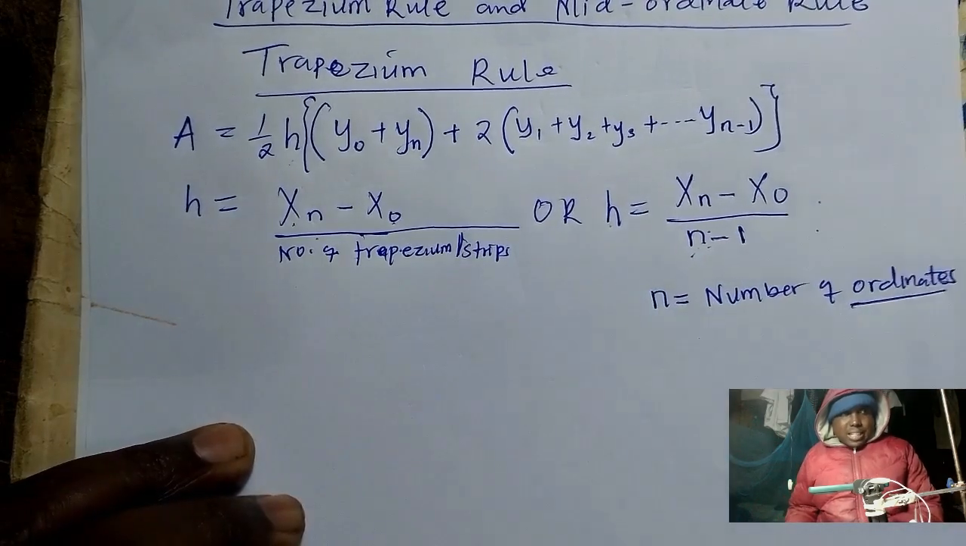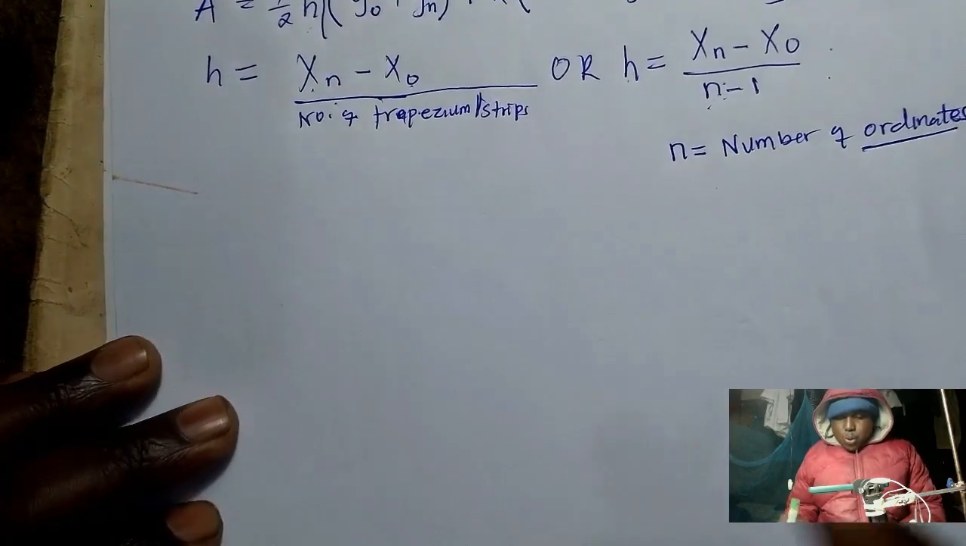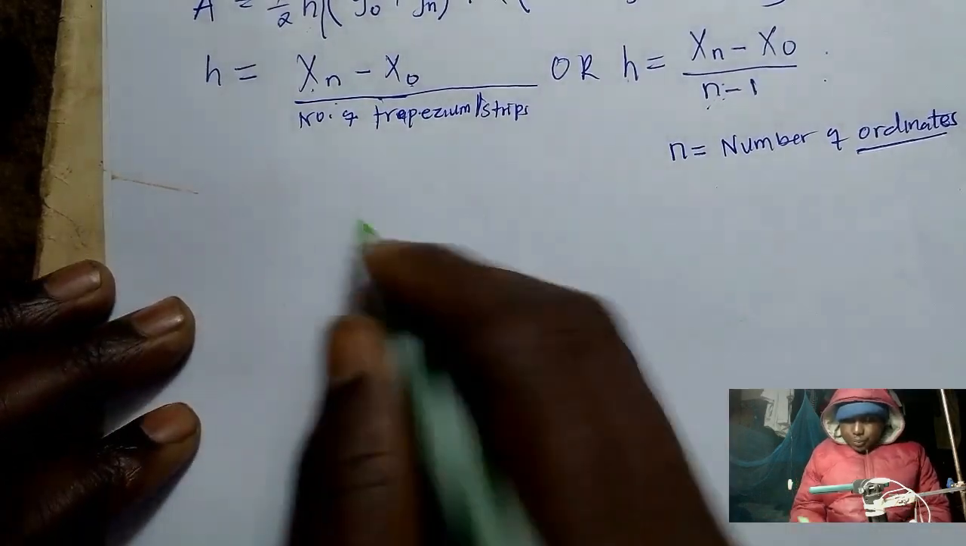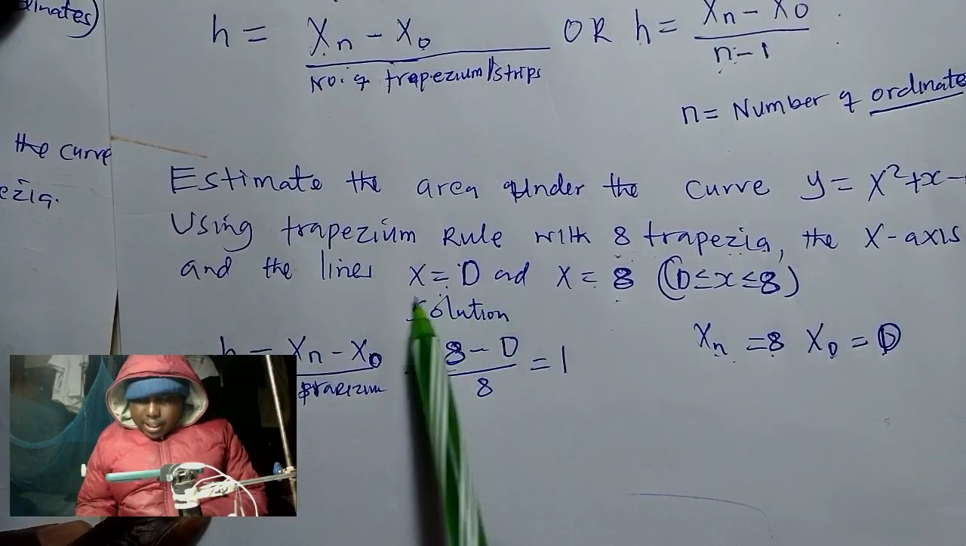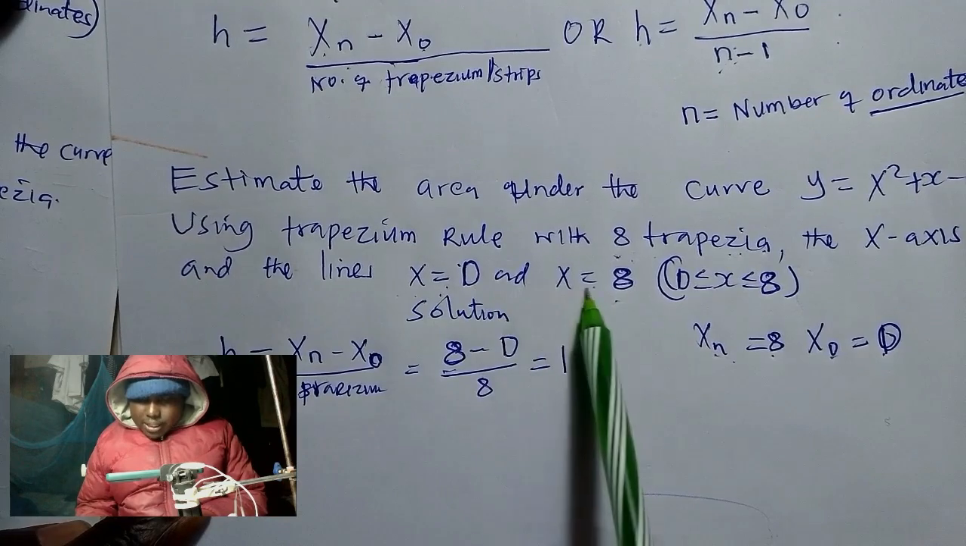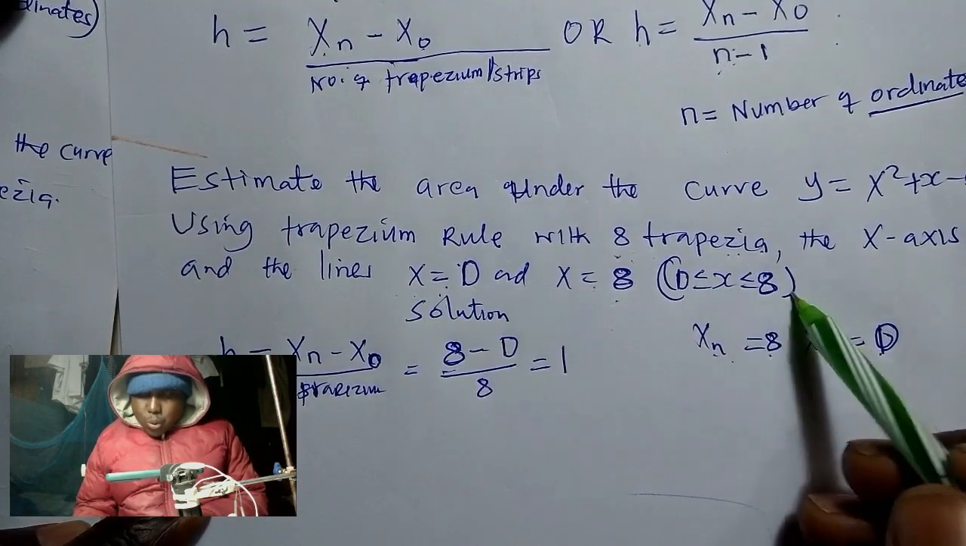So let us look at an example. I think once we do the example, you will be able to estimate. So x is equal to 0 and x is equal to 8. The range is 0 to 8.